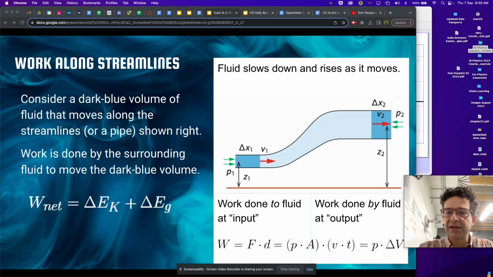It is not urgent that you know this derivation, but it can be helpful for people.